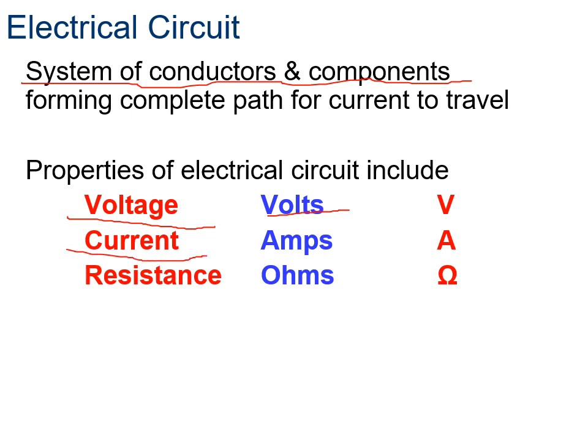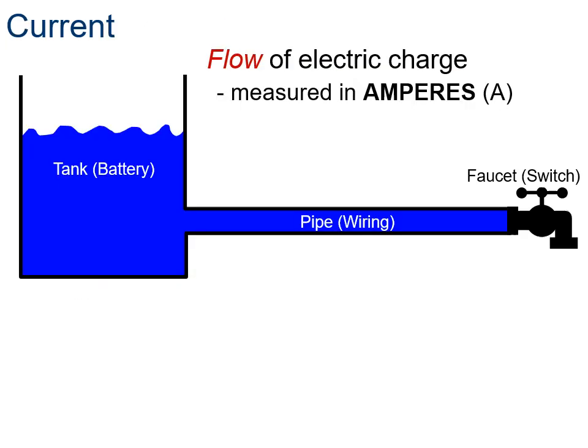Current, which is measured in amps, and for amps we use the letter A to represent amps, V to represent volts. Current is basically how fast the electrons are flowing, and resistance is measured in something called ohms, and we use this Greek letter omega to represent resistance. Flow of electric charge is measured again in amps, so how fast it's flowing.